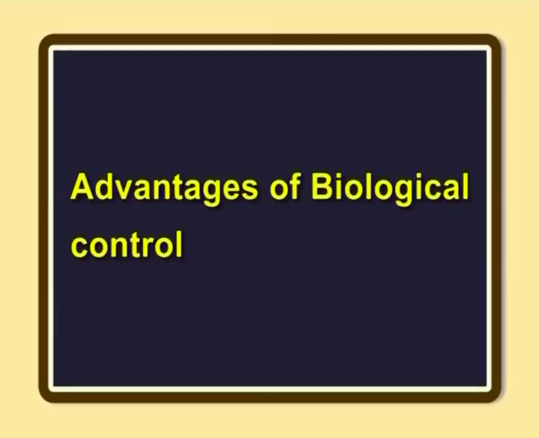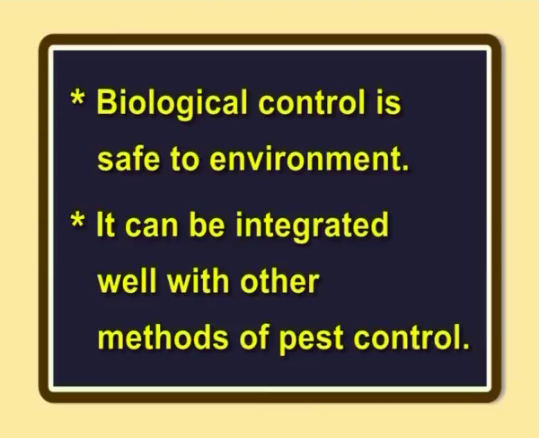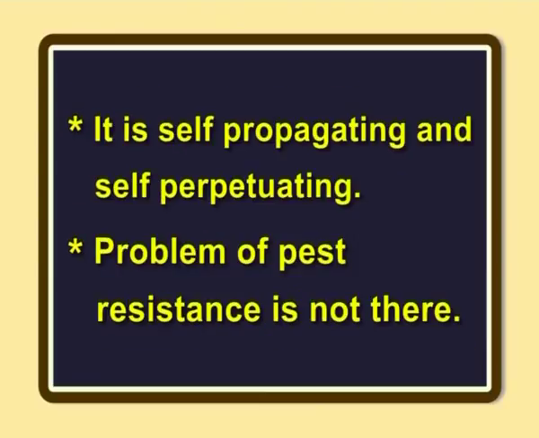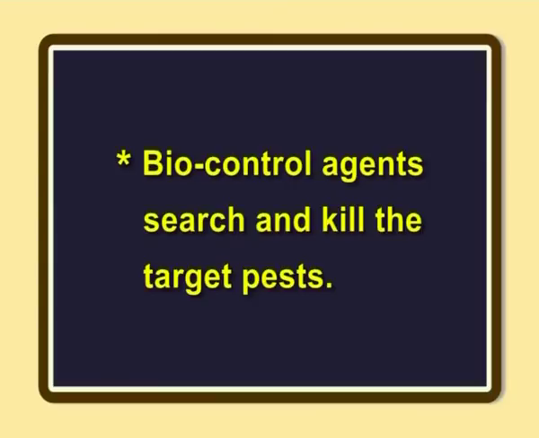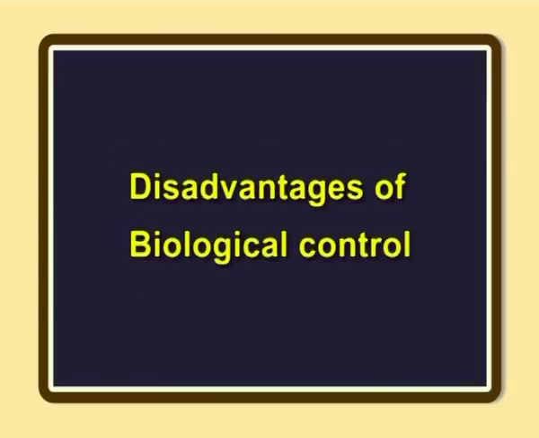Advantages of biological control: biological control is safe to environment. It can be integrated well with other methods of pest control. It is self-propagating and self-perpetuating. Problem of pest resistance is not there. No harmful effects on humans, livestock, and other organisms. It is virtually permanent. Biological control agents search and kill the target pests.